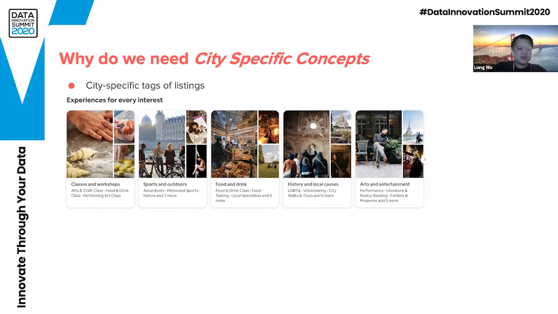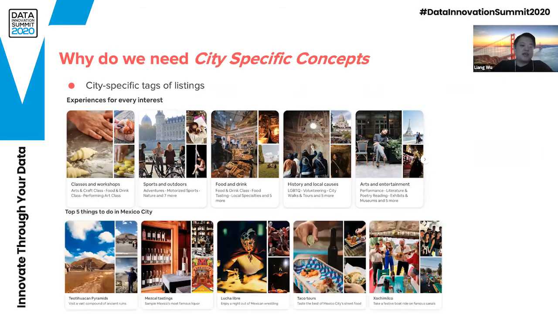but it doesn't have the feeling that when you are traveling in a new city, you want to see what's special. I don't want to see classes, workshops, and sports and outdoors in every city. If we can have these city-specific concepts, then we can better advertise the listings. For example, this is an example from Mexico City.